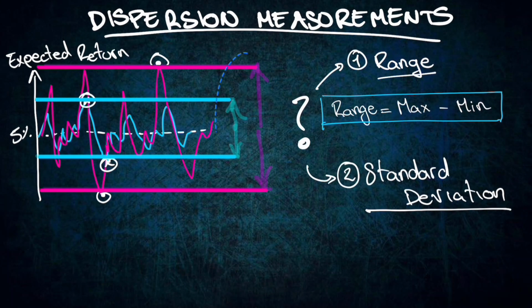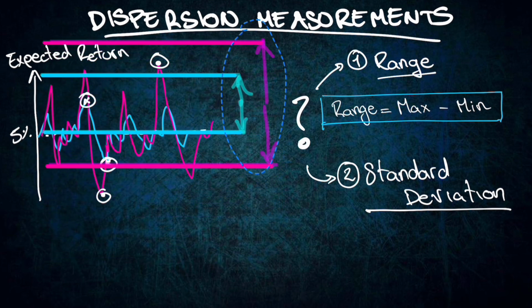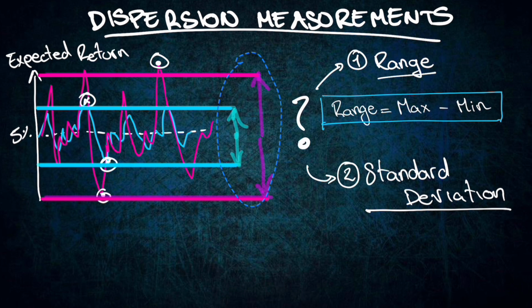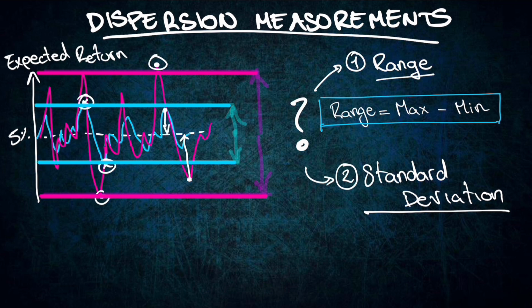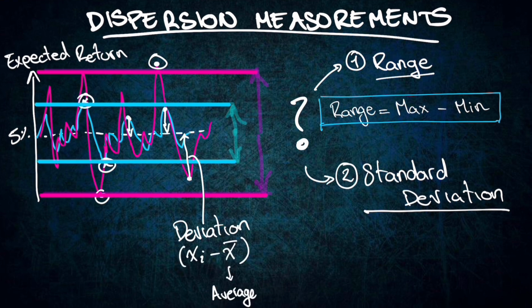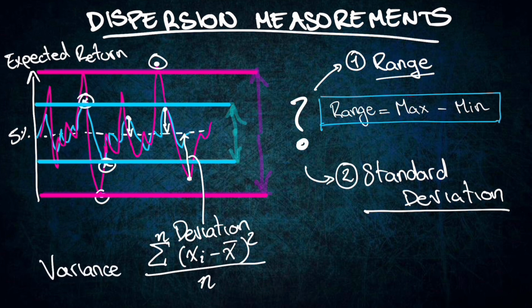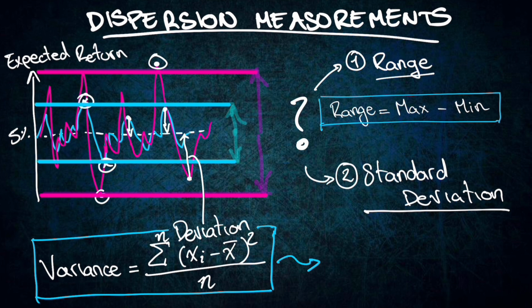You might have noticed that the range does not consider where the mean is. You can also see this because it's not considered within the formula. On the other hand, standard deviation considers the distance of each observation from the mean. To avoid negative and positive values canceling each other out, we square the deviations. We sum all the deviations and divide the result by the number of observations to obtain an average deviation. This result is called variance. To calculate the standard deviation, we just need to take the square root of this variance.